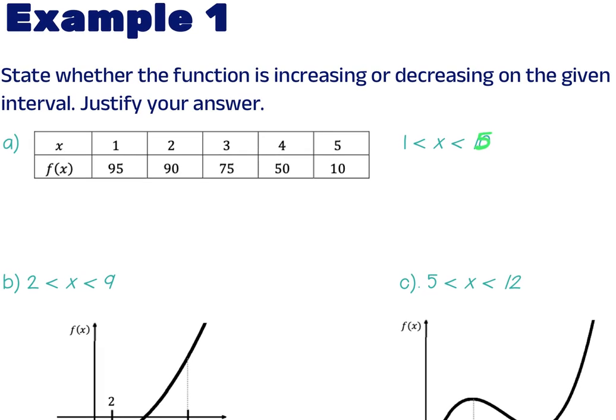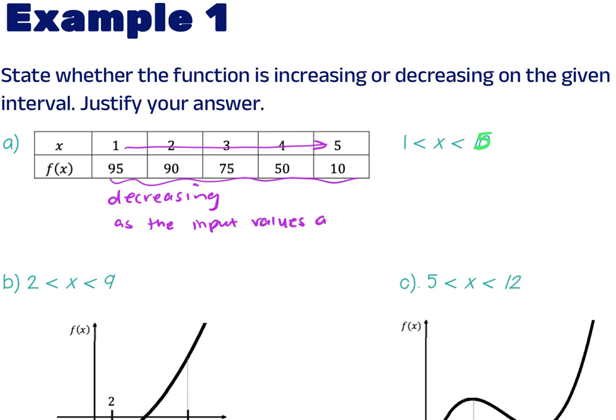So for A, from interval 1 to 5, what's happening to these output values? They are decreasing. And we would say something like, justifying your answer, as the input values are increasing, the output values are decreasing.